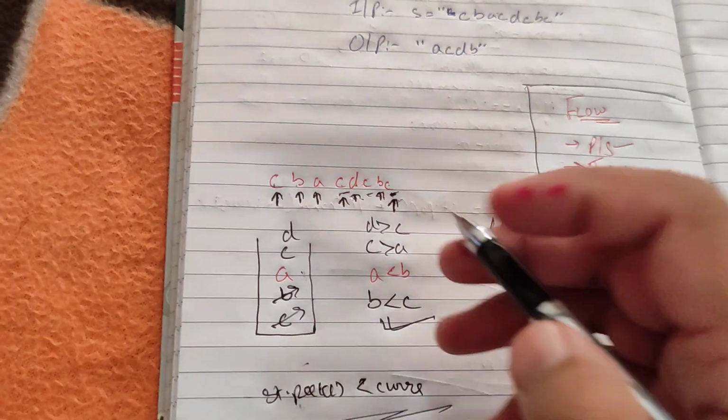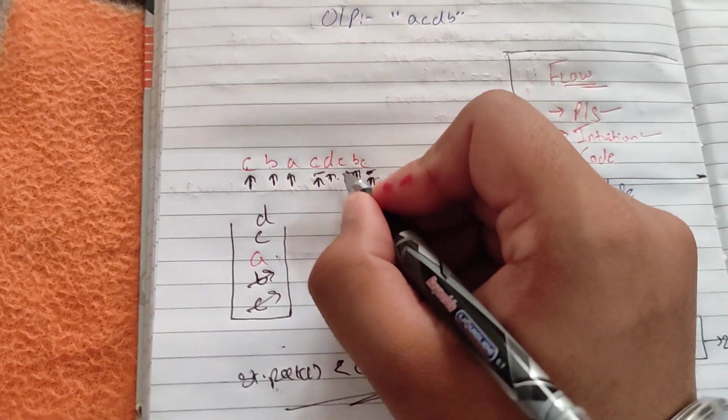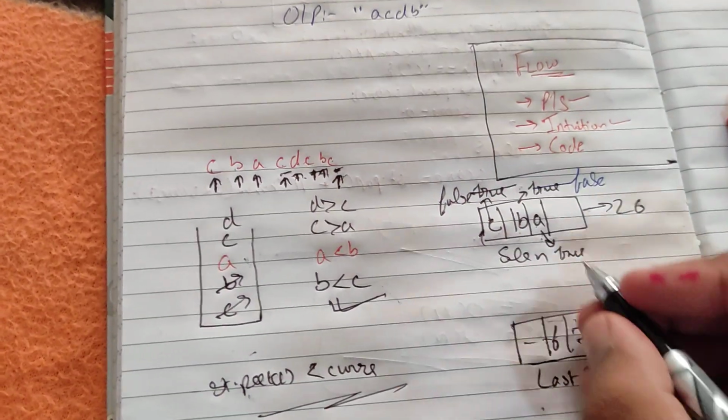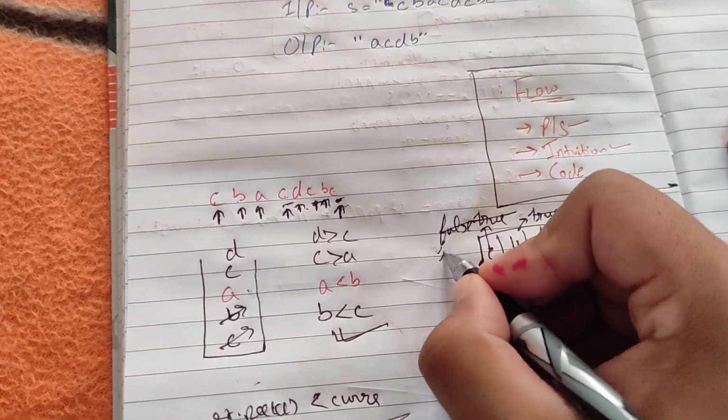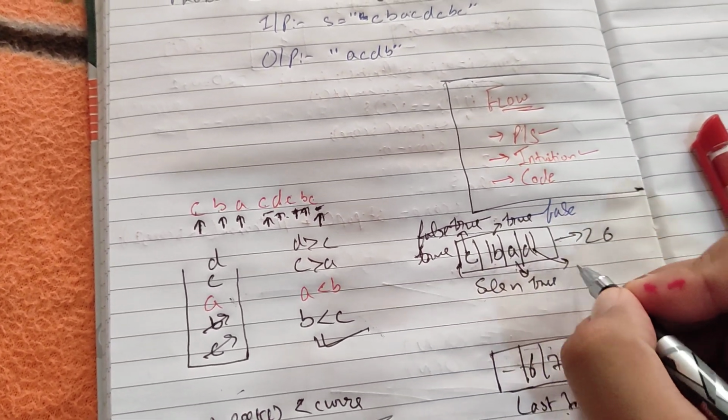Okay, so let me compare this one. So I put my D over here. Now I encounter C, so I just simply continue because I have already visited it. I forgot to update over here, so I will update my C to true. Okay, and I will put my D over here. My D will become true as well.